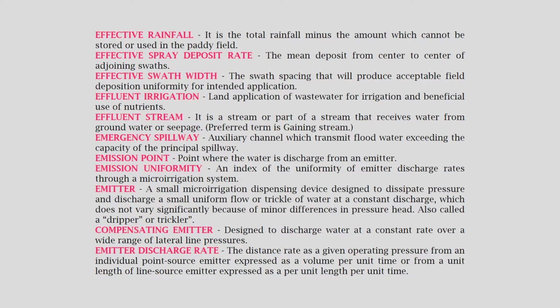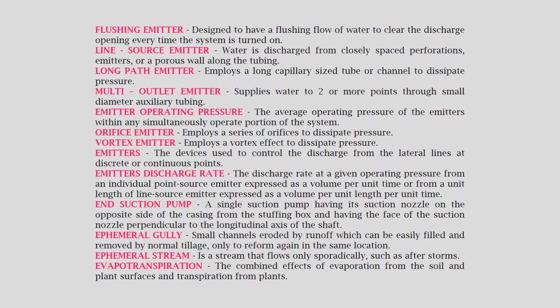Compensating emitter. Designed to discharge water at a constant rate over a wide range of lateral line pressures. Emitter discharge rate. The discharge rate at a given operating pressure from an individual point source emitter expressed as a volume per unit time, or from a unit length of line source emitter expressed as a volume per unit length per unit time. Flushing emitter. Designed to have a flushing flow of water to clear the discharge opening every time the system is turned on. Line source emitter.